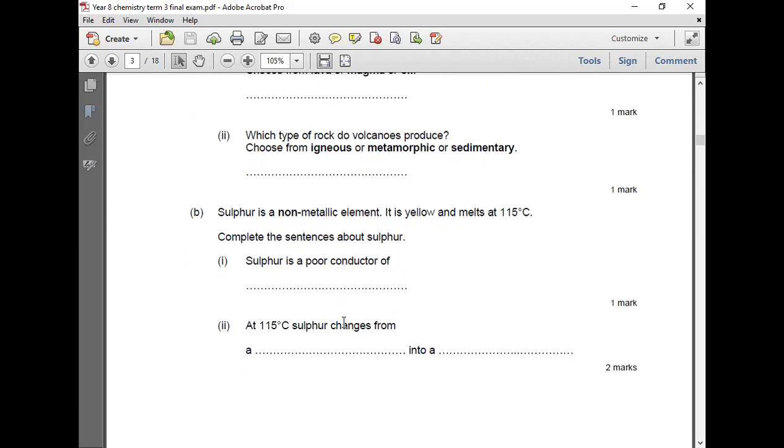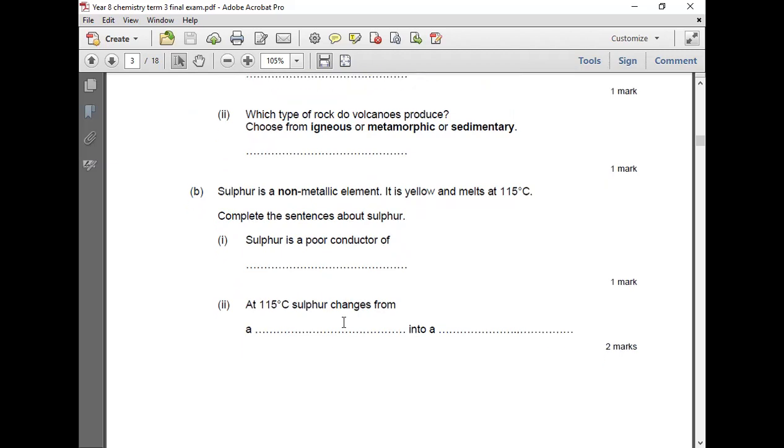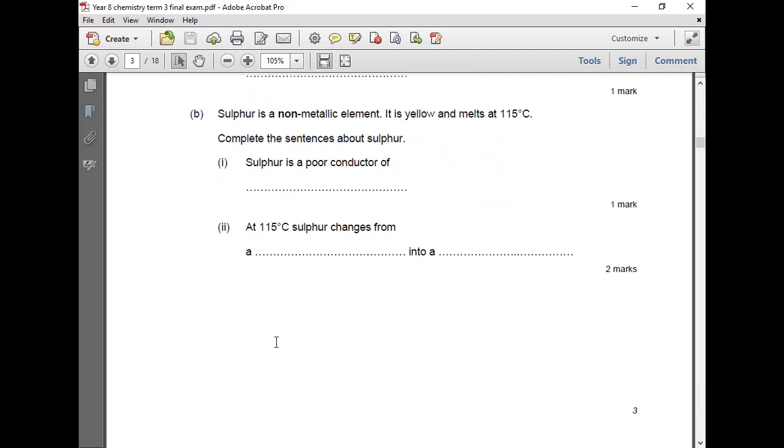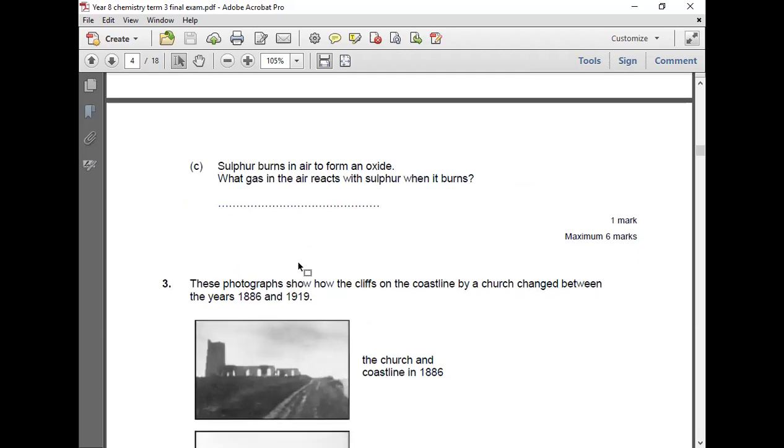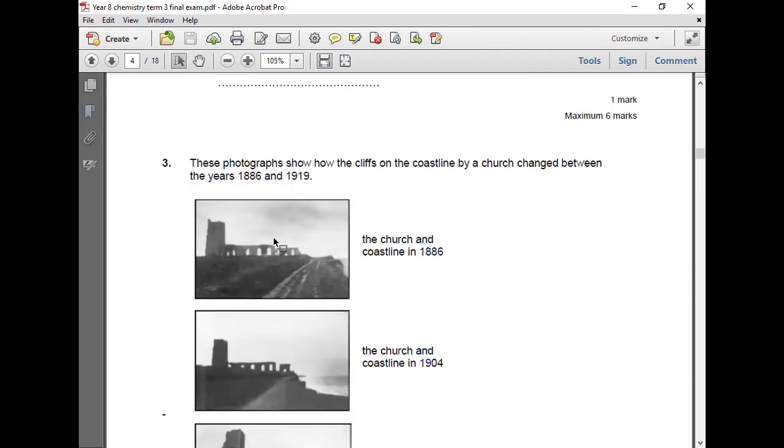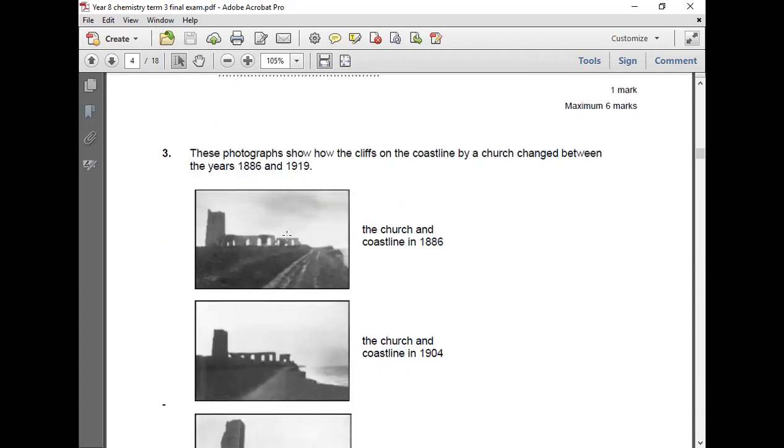Question B: sulfur is a non-metallic element. It's yellow and melts at 115 degrees Celsius. Complete the sentence about sulfur. Sulfur is a poor conductor. At 100 degrees Celsius, sulfur changes from what to what? Question C: sulfur burns in air to form an oxide. What gas in the air reacts with sulfur when it burns? What is that gas called?